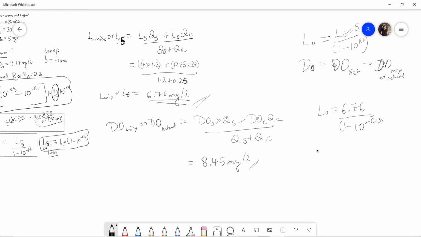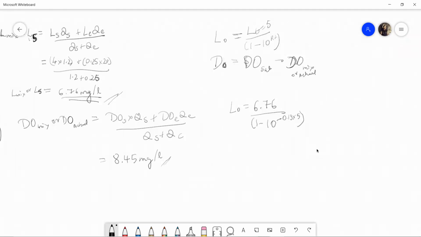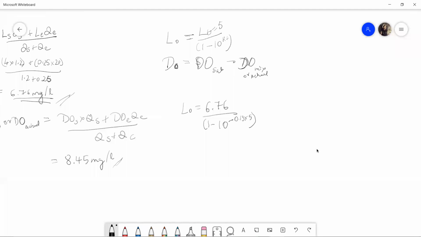0.13 into T. T is 5, the time, 5 days, the duration that is given. So the answer is 8.69 mg per liter. That is the initial BOD. The initial BOD is 8.69.